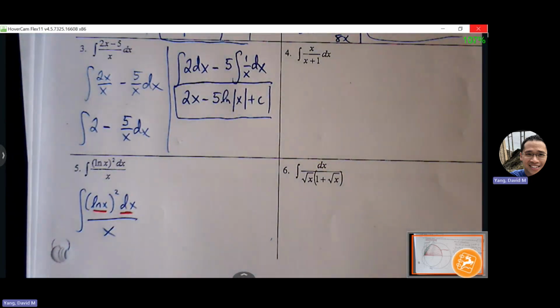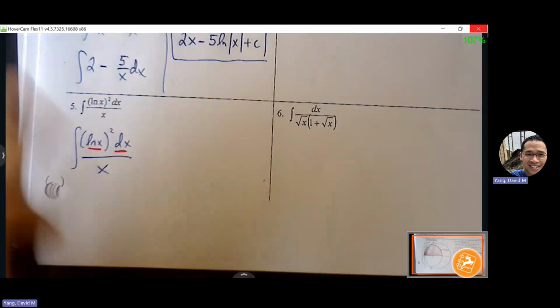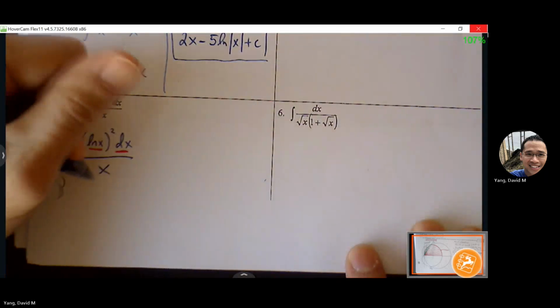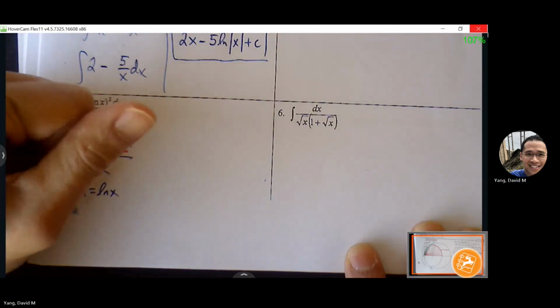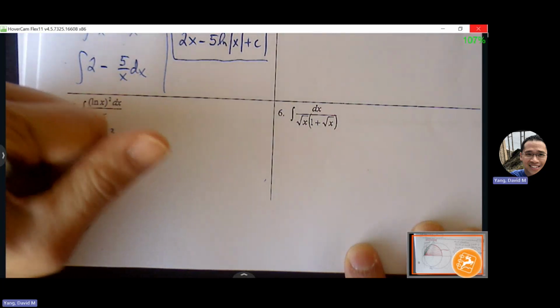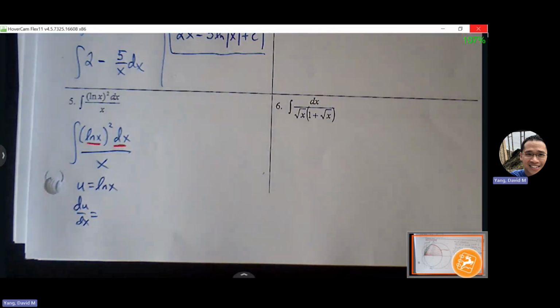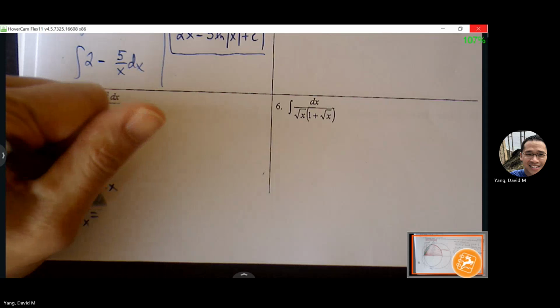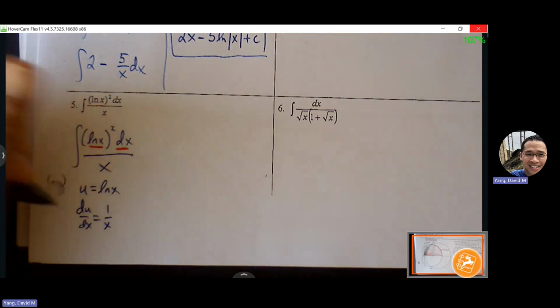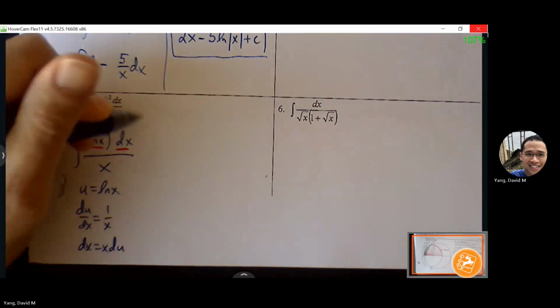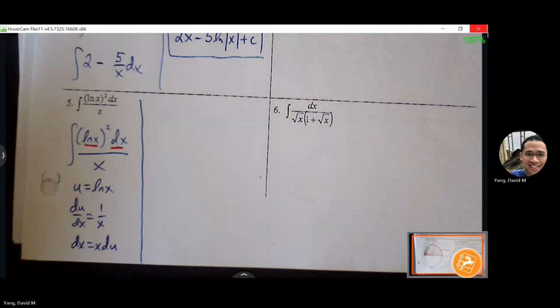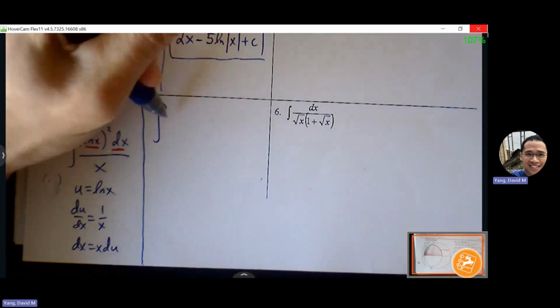Okay, so those are the pieces that I'm finding substitutions for, and then hoping that this x will pair itself up down the road. So u equals natural log of x. du dx, the derivative of natural log of u is u prime over u, which is 1 over x. Solve for dx. Make our substitutions here.